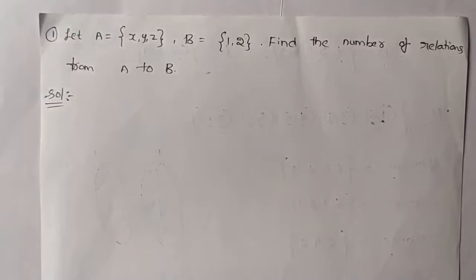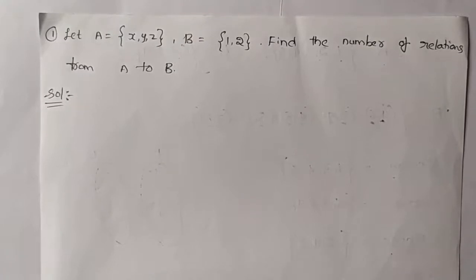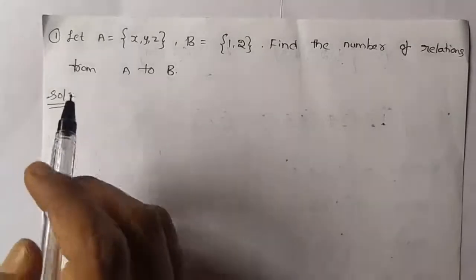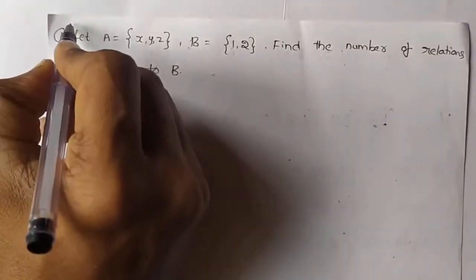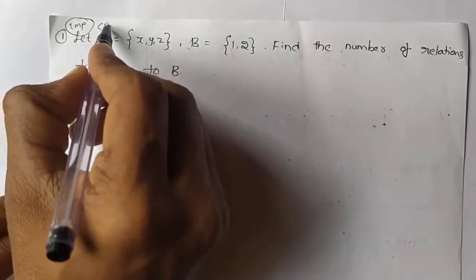Next, one more thing. In our previous class we learned about one condition: if the number of elements in the set A is m and the number of elements in the set B is n, then the number of relations is what? 2 power m into n. Based on that note point, here we have one question. It is the first question, and it is important for your board examination and also for your CET.